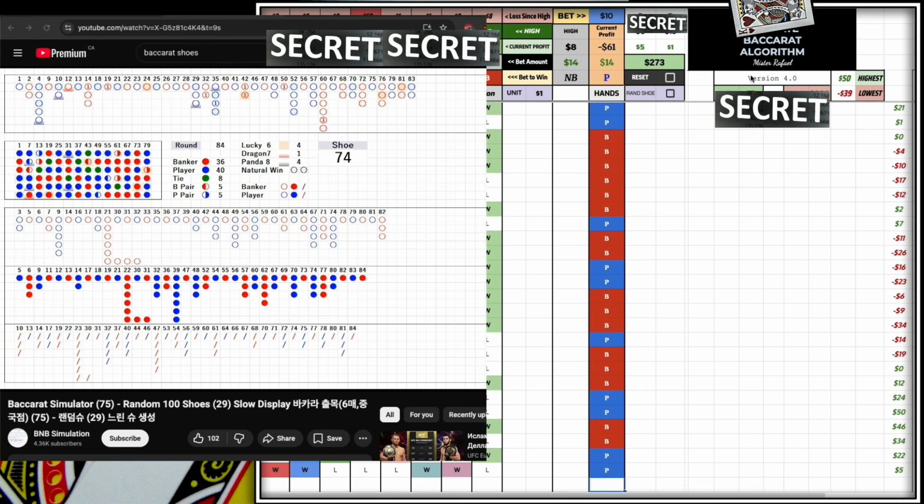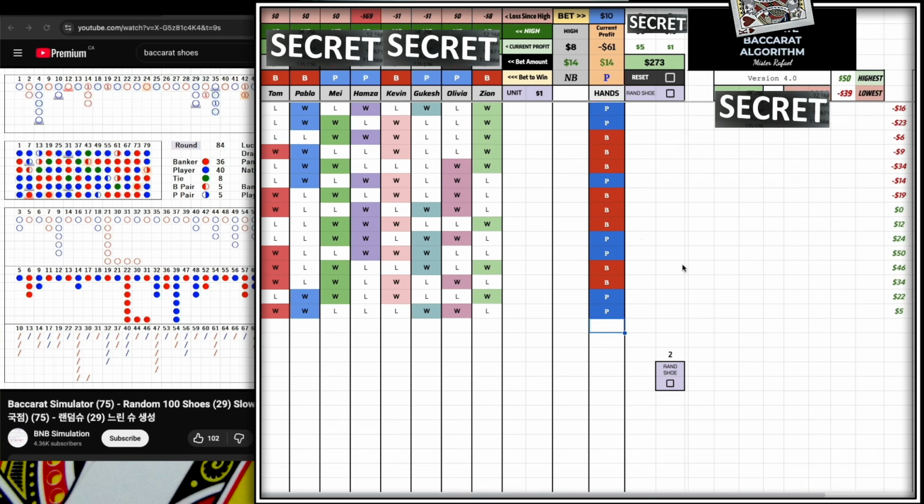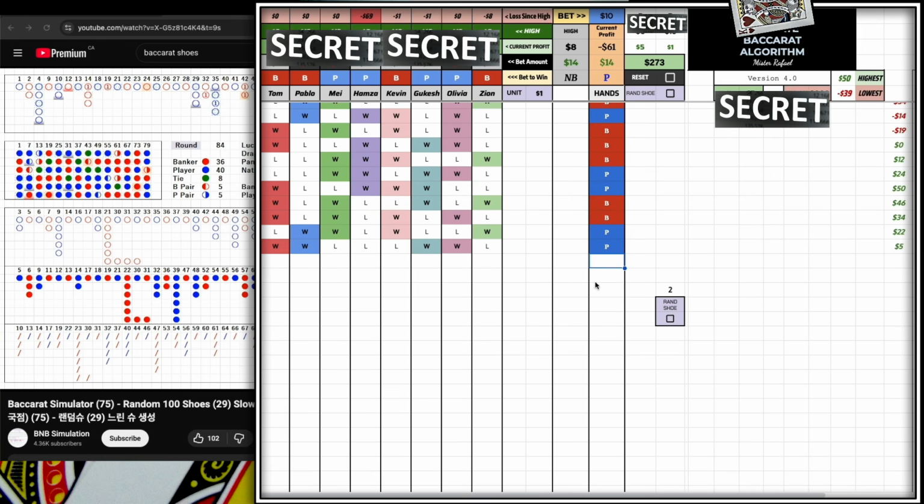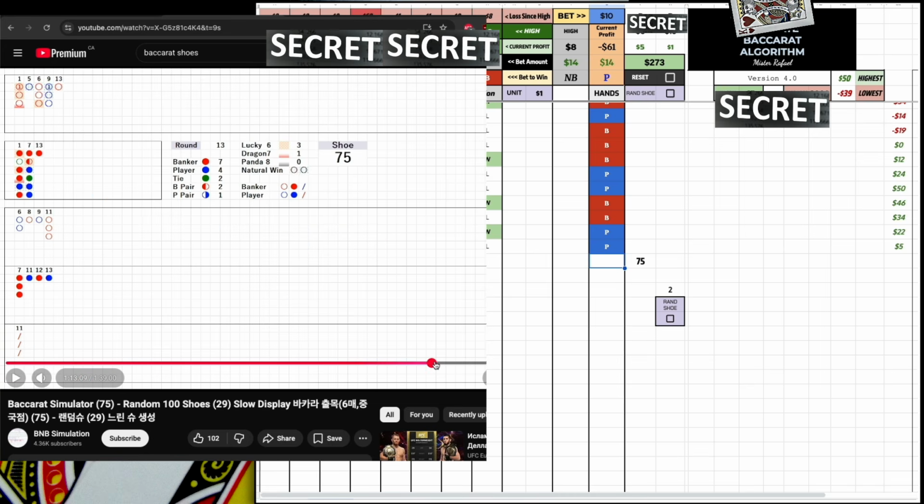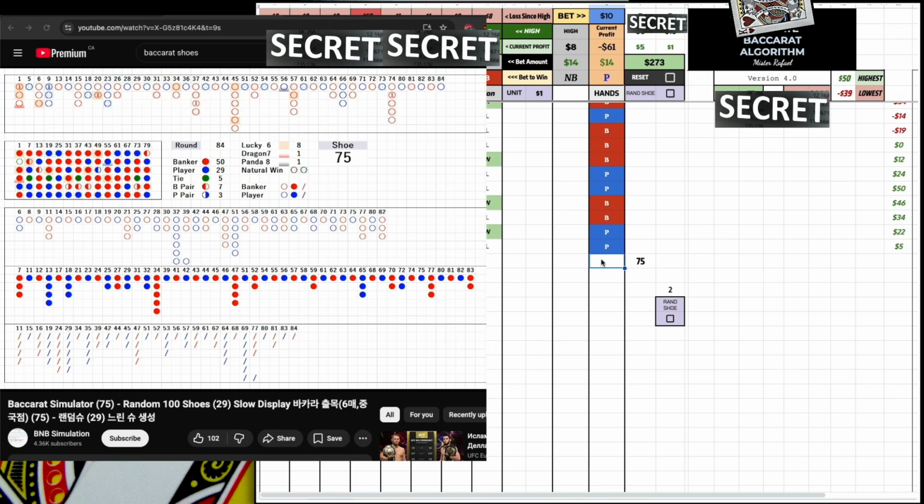Okay, highest profit reached $50. Biggest drawdown minus $39. Currently sitting at $5 in profit. Next bet $10 on player. Shoe 75 is next. I'm going to skip ahead here. Here we go, shoe 75.